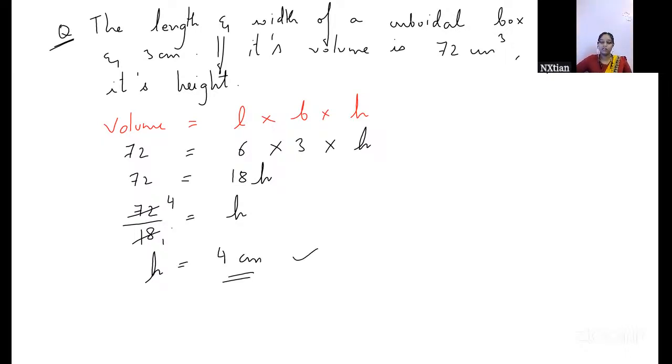So you can be asked anything. Length may not be given, width and height will be given. Or sometimes the width is not given, but length and height is given. So any of the values can be missing. So just use the original formula, that's volume equals to length into breadth into height. Put the values in there, and then find the missing value. Any doubts still here?